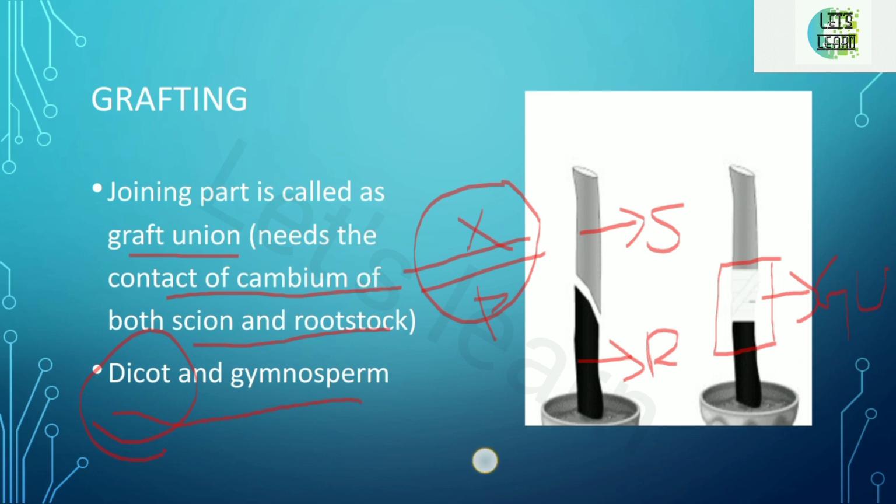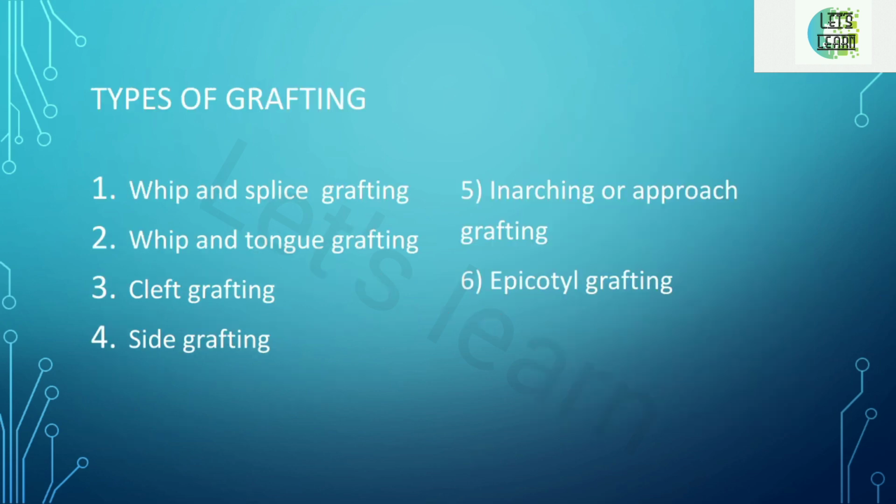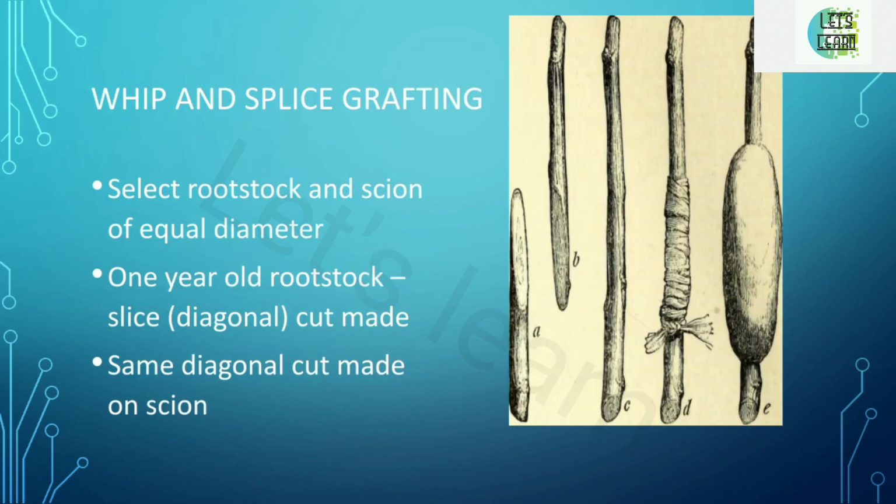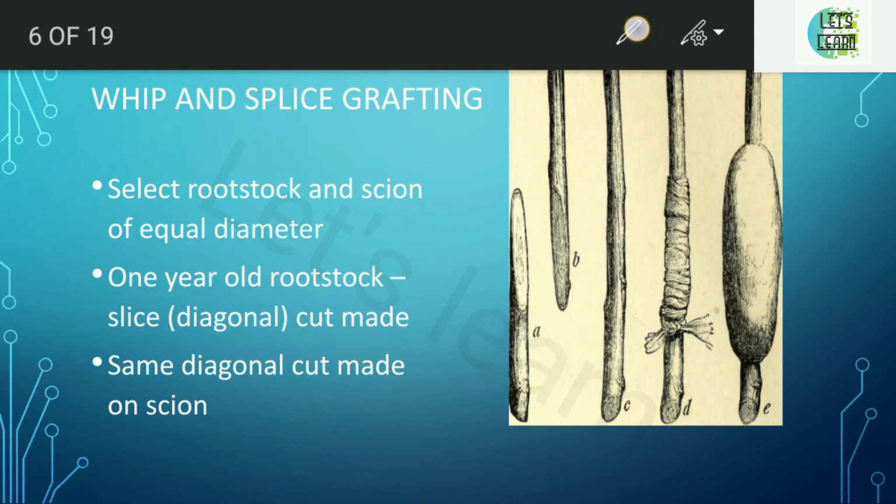Now we'll see what the types of grafting are, which are whip and splice grafting, whip and tongue grafting, cleft grafting, side grafting, in-arching or approach grafting, and epicotyl grafting. So these are the most important types of grafting. Now number one, we will see the whip and splice grafting.